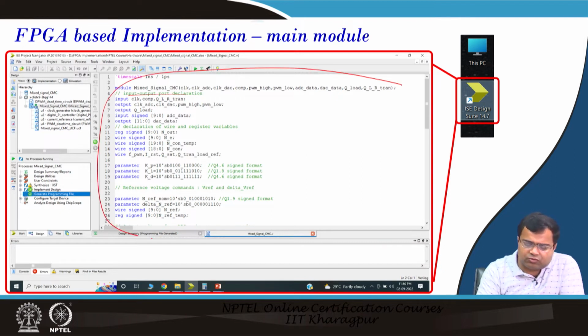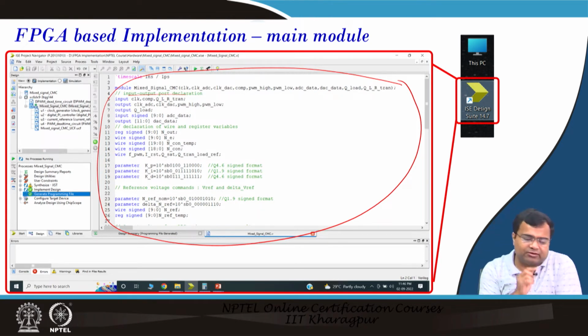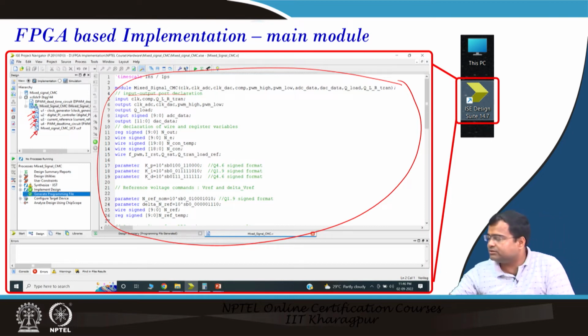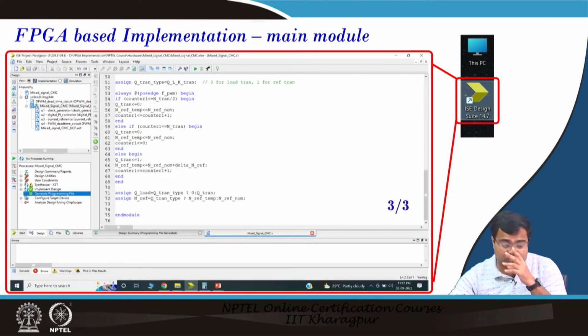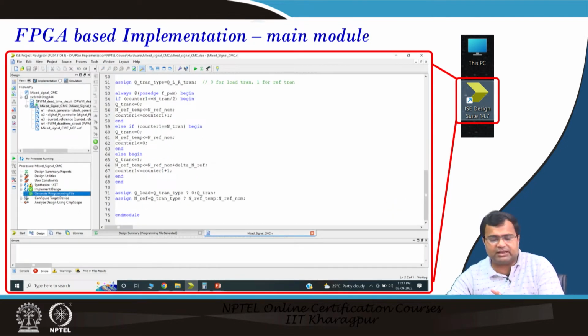We explained this Verilog code in detail in lecture number 76. We have considered different submodules: one clock, one digital PI controller, one current reference, one PWM with dead time, and one user constraint file, which defines the IO pins. The main code is divided into 3 pages because it is a long code. The main code of mixed signal current mode control was explained in lecture number 77, I believe 76.